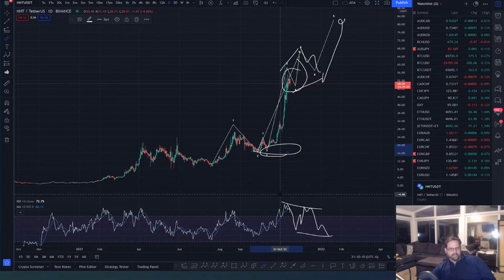Holding since $1.50. Keep holding that sucker, man. It's a nice looking chart. It's one of the better charts I've seen.